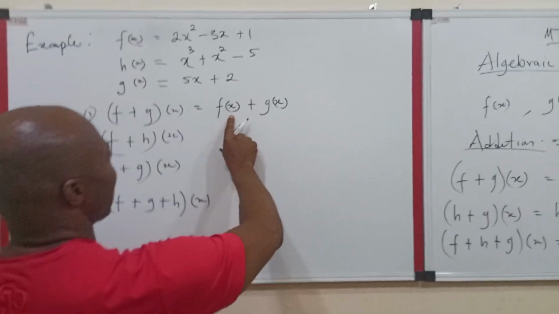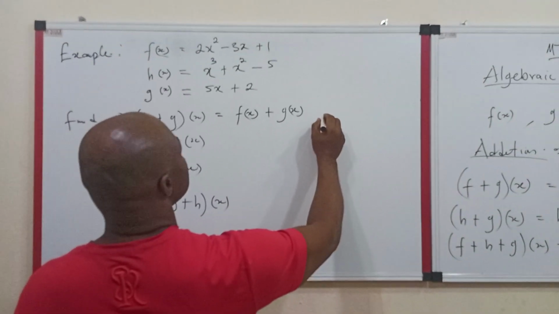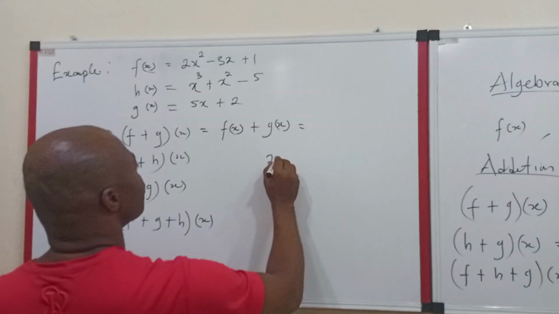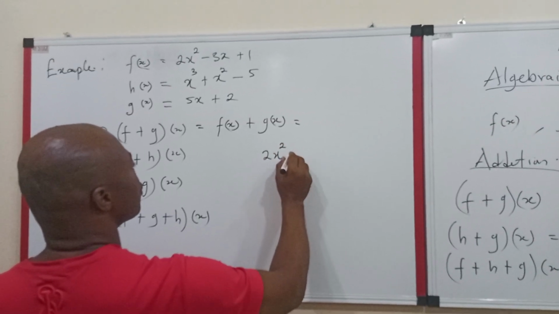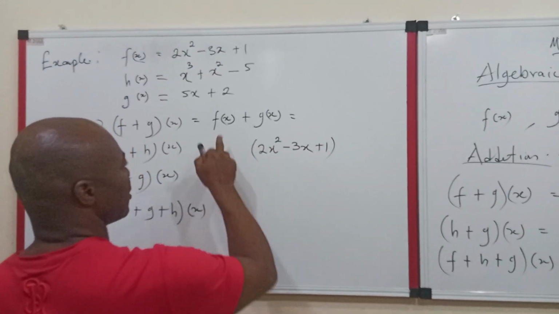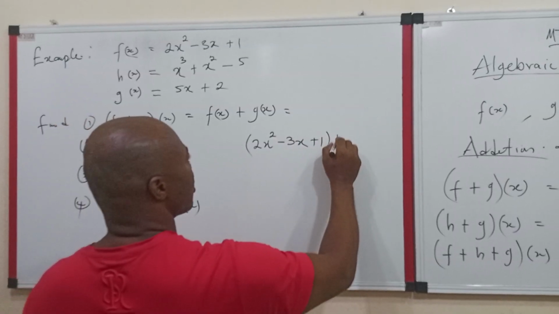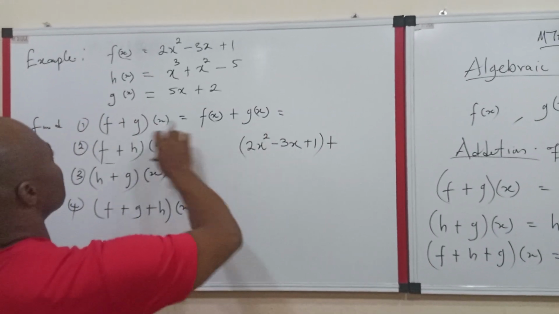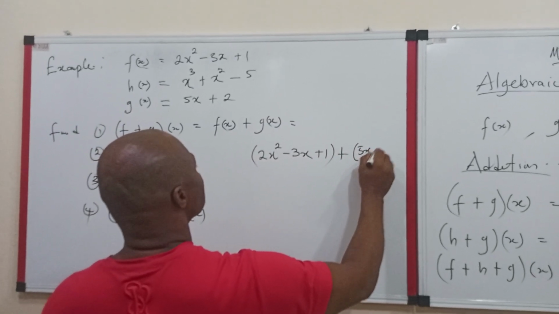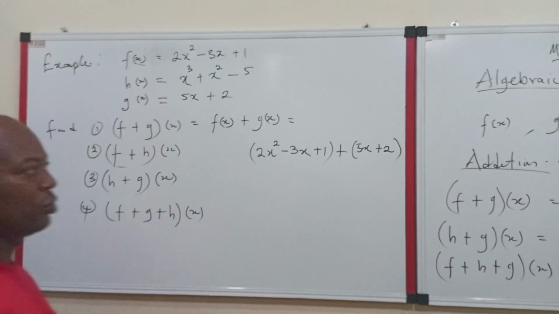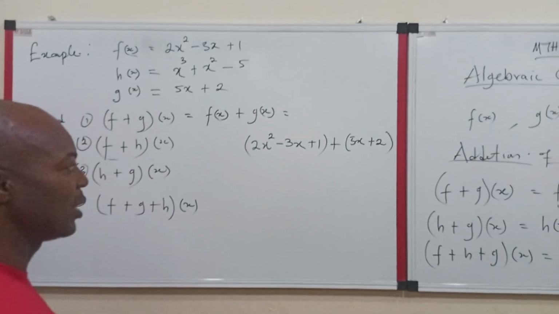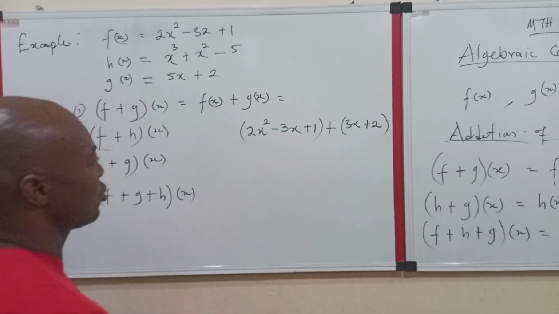where we have our f of x as 2x raised to the power 2 minus 3x plus 1. This is our f of x plus g of x, which is this, where we have 5x plus 2. Now, if you look at them, they are all polynomials. So you can combine them. Now let's try to combine them.